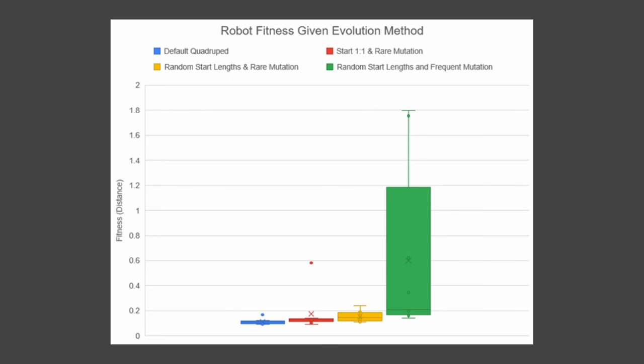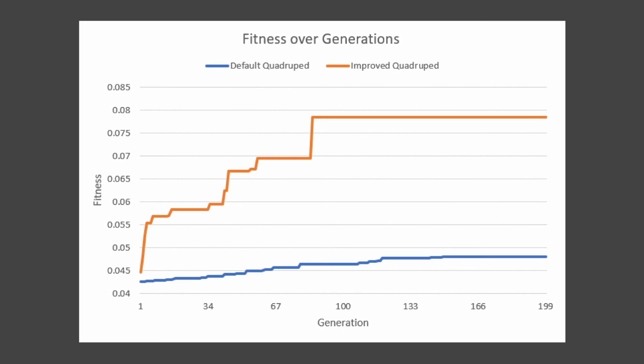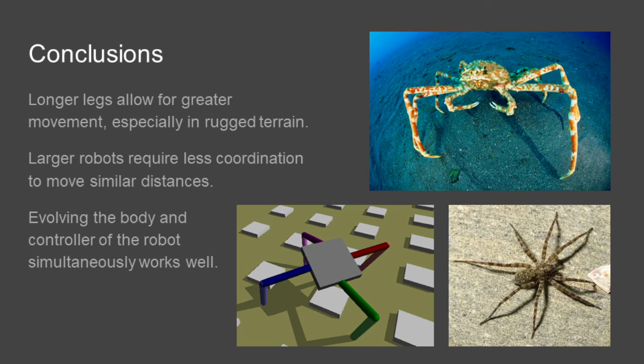As you can see, the robots in green, which are the robots that had their leg lengths evolved most aggressively, did very well. They had the highest max by a quite considerable margin, and their average was higher as well. You can also see the fitness function. The jumps are mostly due to big changes in the phenotypes, whereas the blue normal robot or the previous robot didn't do quite as well.